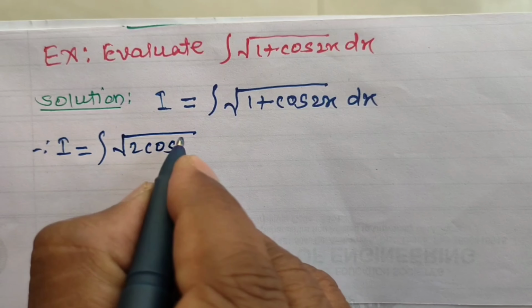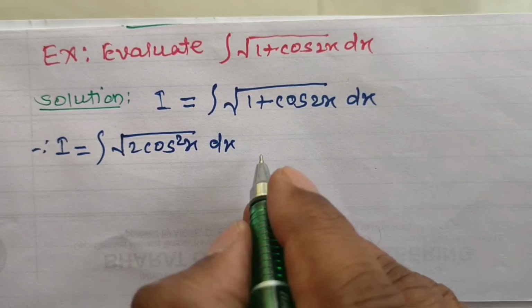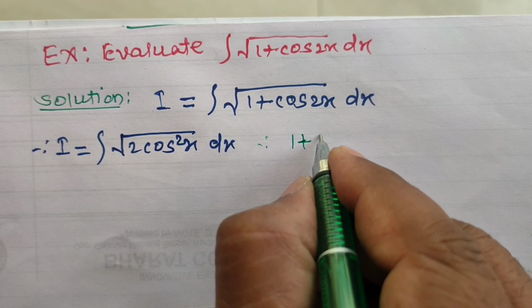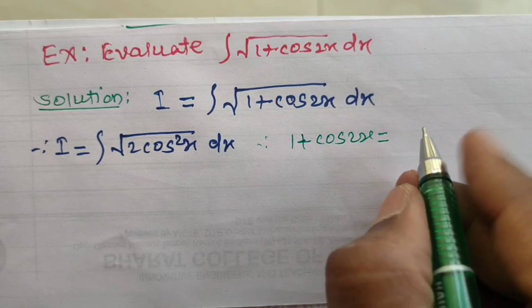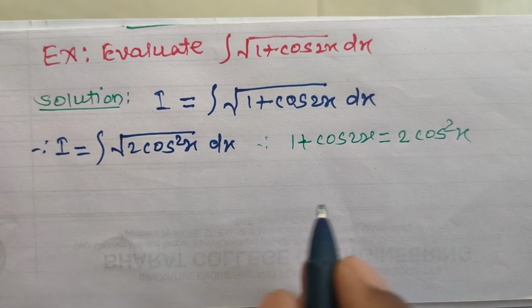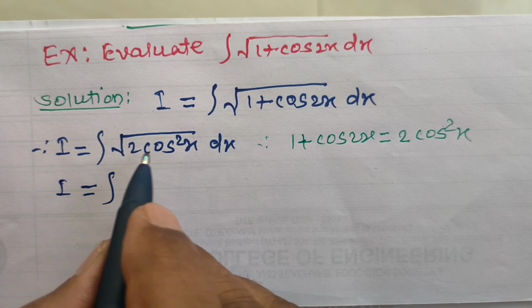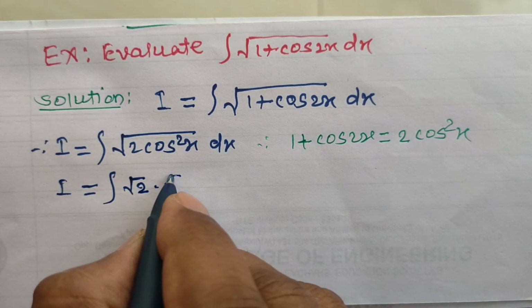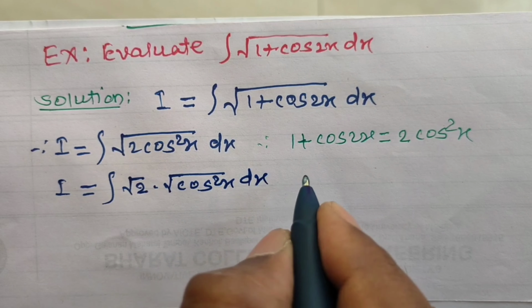Integral with respect to x. Since you know the trigonometrical formula, 1 plus cos 2x is equal to 2 cos square x, here I is equal to, we can write, integral of square root of 2 into cos square x, which can be written as square root of 2 into square root of cos square x, its integral with respect to x.